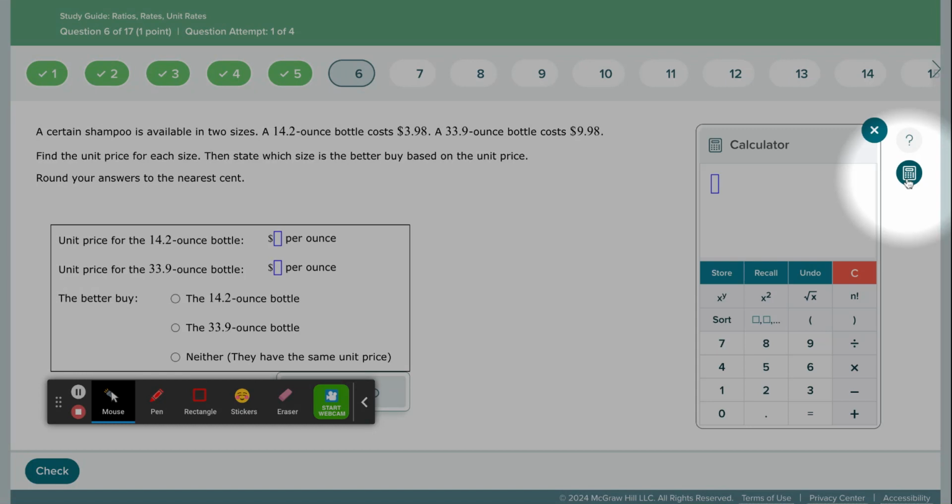Just like on your test and in the real world, you're going to get a calculator, right? You always start with your money, so I'm going to start with $3.98, and I'm going to divide by however many things I'm buying. This is not tangerines. I'm buying ounces. So I'm going to divide by 14.2 ounces because that's the number of items I'm buying.